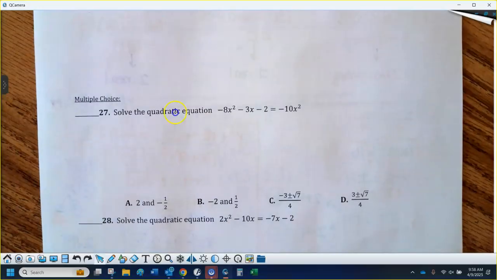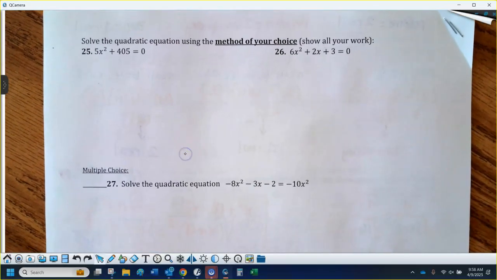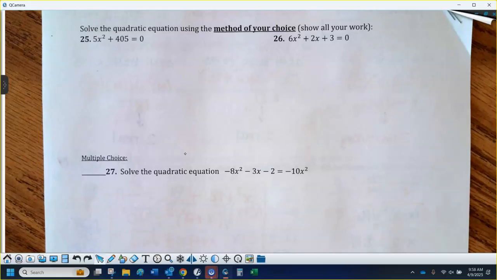Okay, we're going to do just these last 2 at the top real quick. And then we'll be done. And if you guys want to do the multiple choice for extra practice, I'll give you the answers for those, but those are really just if you want to practice some more. How would you go about solving number 25? I've got 5x squared plus 405 equals 0. Would you complete the square, quadratic formula? Could I just get a x squared by itself?